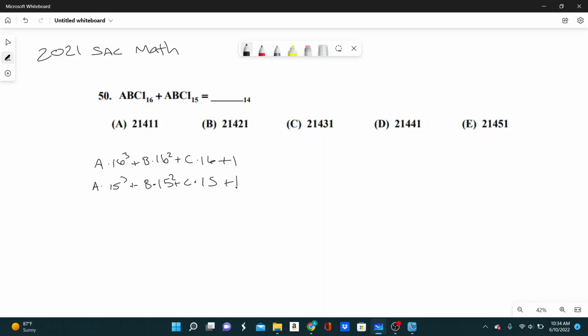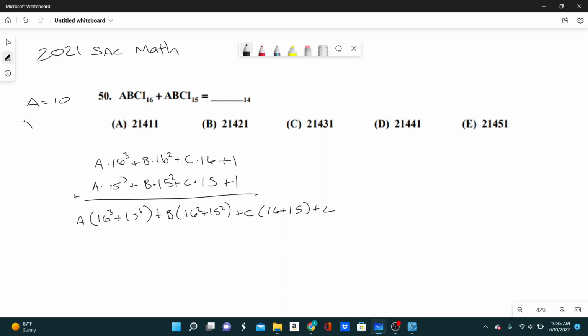15 plus 1. So then, if we're adding these together, this will be the same thing as A times 16 cubed plus 15 cubed plus B times 16 squared plus 15 squared plus C times 16 plus 15, and then plus 2. Also note that these letters are what happens whenever you get to numbers that are past 9. We don't really have numbers for them, so we just substitute in letters. For example, A is 10, B is 11, C is 12, D is 13, and so on.